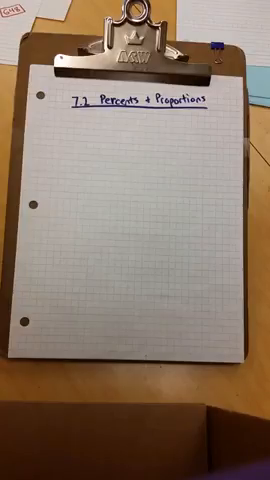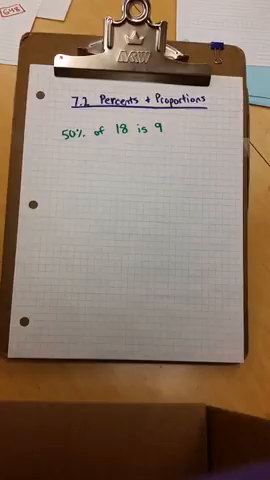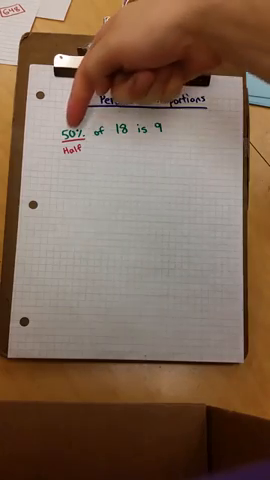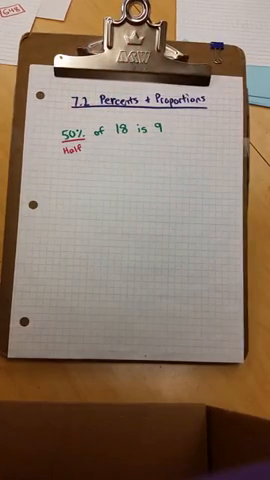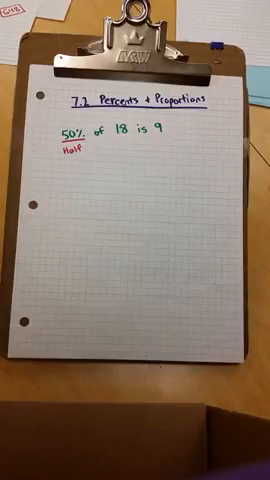Let's take a look at lesson 7.2 on percents and proportions. Consider the sentence, 50% of 18 is 9. Since 50% just means half, this makes sense. Half of 18 is 9. There are 5 very important pieces in this sentence.